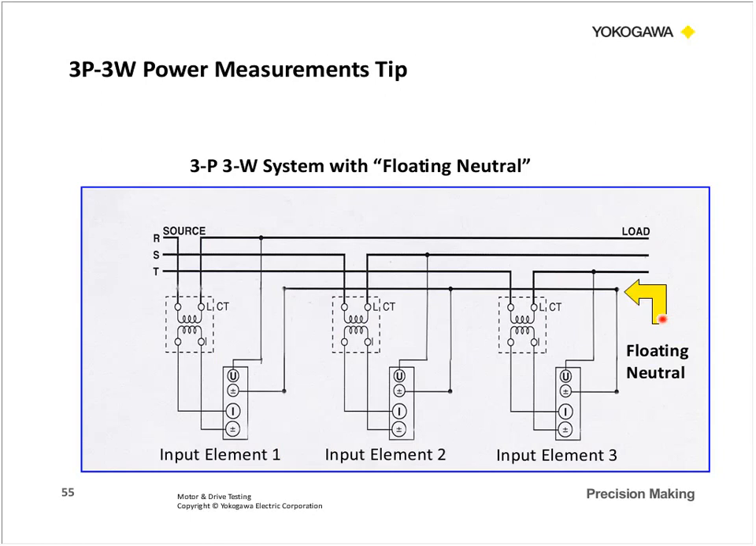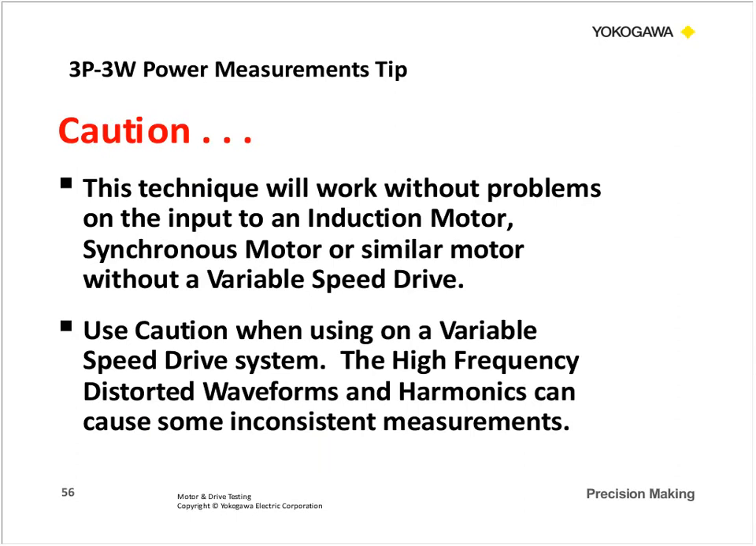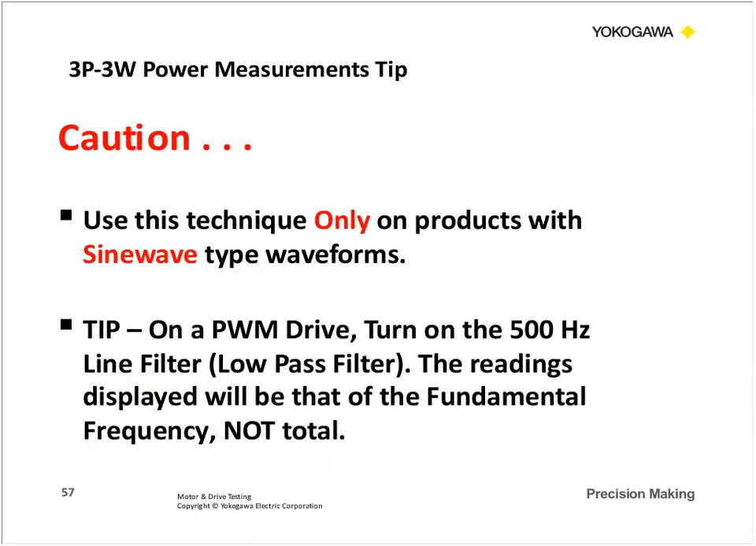This is what we call a floating neutral. Then we put the measurement condition for the power analyzer into a three-phase, four-wire measurement mode, and we measure this just like a three-phase, four-wire system. But you have to be careful with this. It'll work on an induction motor or synchronous motor or similar device without a variable speed drive. When we're using a variable speed drive, we have all kinds of distortion and high frequency, and I think we actually get some circulating harmonics on the line. It comes out that we have inconsistent measurements. So this little technique will work fine on a sine wave type of measurement without a drive. So again, use this floating neutral basically on a sine wave type of waveform.